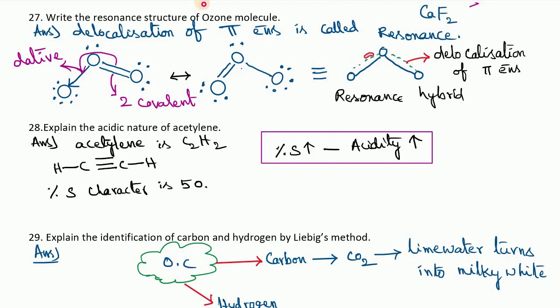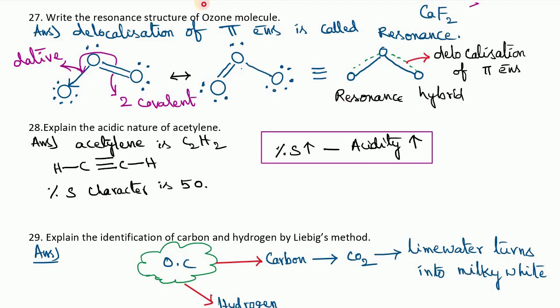That's why these areas are called delocalization of pi electrons. Delocalization of pi electrons is also called resonance, and this is resonance hybrid. Okay, right. Explain the acidic nature of acetylene.